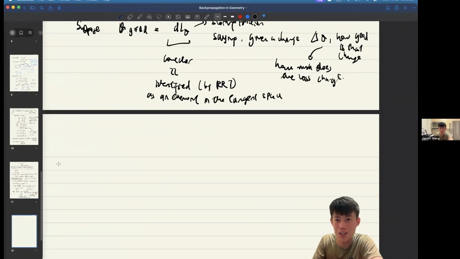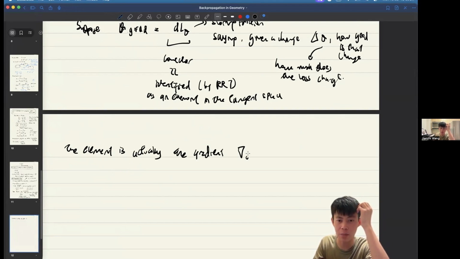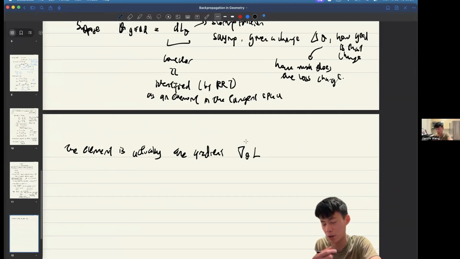And I am going to just tell you what the element is. The element is actually the gradient. The gradient as in nabla theta L. So nabla theta L, the gradient, is definitely something that lies in the tangent space based on our understanding of it from calculus.